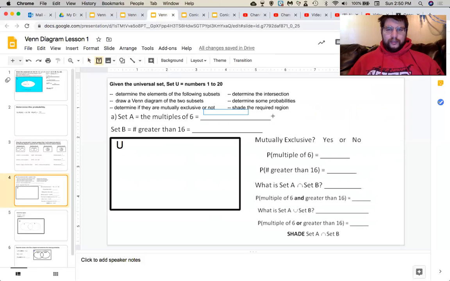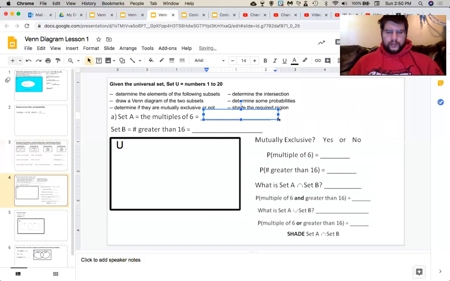So just count by 6s, skip count. 6, 12, 18, 24 is too big because that's outside of our universal set, right? We can only go from 1 to 20. Anything outside of that doesn't exist for this set. So 6, 12, and 18.